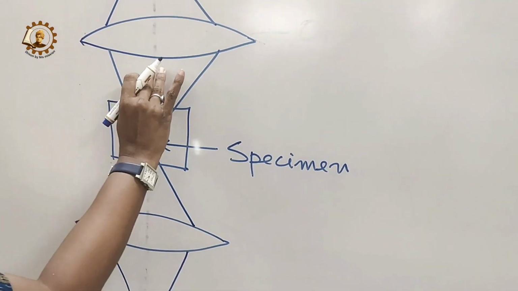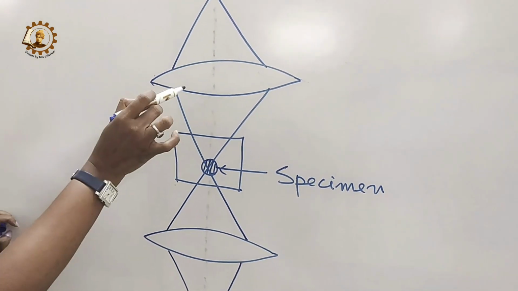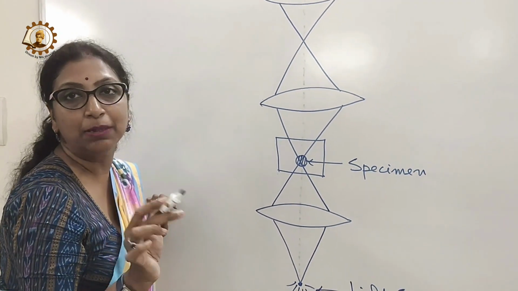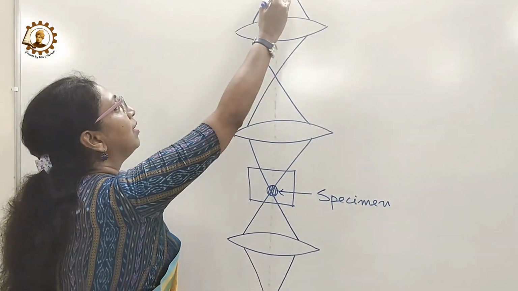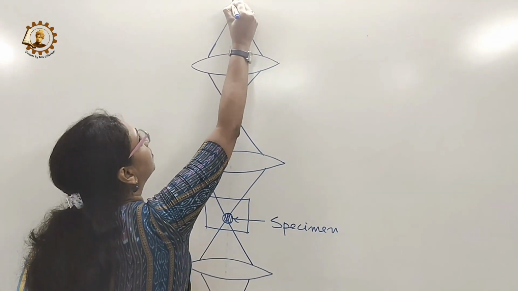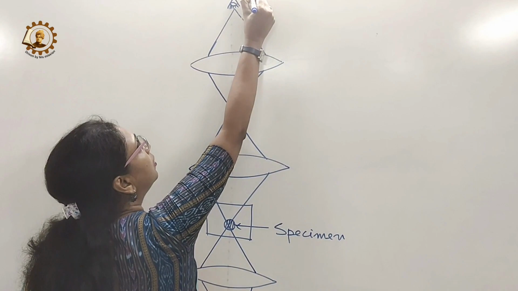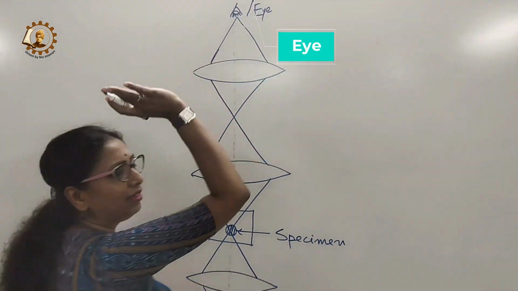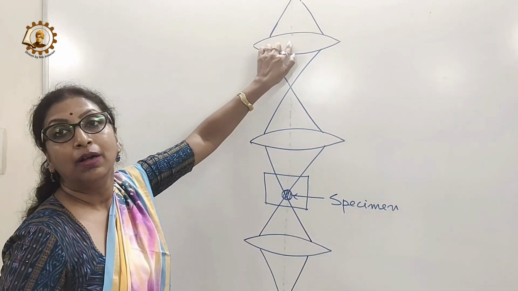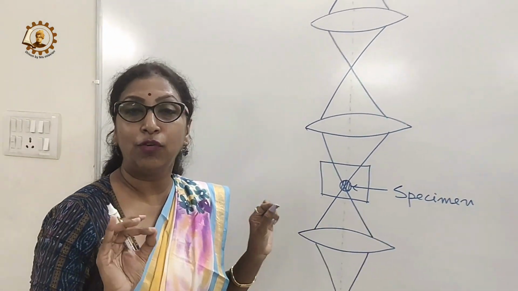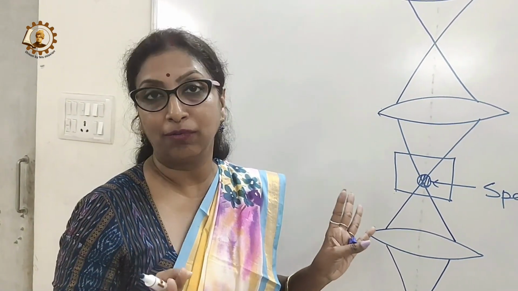And from the specimen, the light first reaches the objective lens, and the objective lens is very important because it forms the primary image of our specimen or sample. Then from the objective, via the ocular lens, light reaches our eye. You can draw a small eye diagram, or you can simply write eye, as simple as that. And the ocular lens or eyepiece lens forms the final image of the specimen.